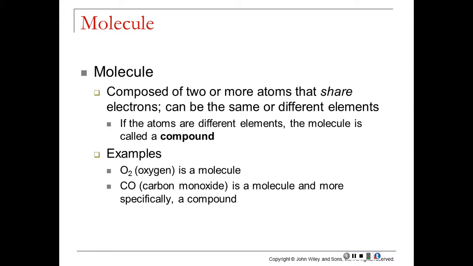So an example would be something like oxygen. Oxygen is never just by itself, it's always bound to itself in a molecule called O2. So 2 oxygen atoms bound together, or CO would be carbon monoxide. That would be another example of a molecule. In this case, it's called a compound because it's made of 2 different elements. Oxygen itself is not a compound because it's the same element, O2. It's just 2 oxygen atoms, whereas carbon monoxide is an atom of carbon and an atom of oxygen.